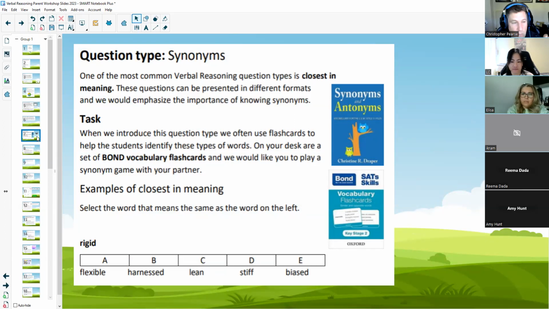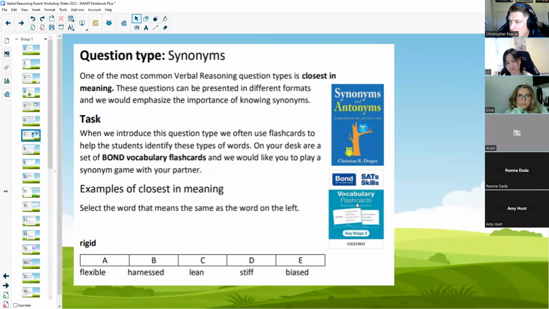I will show you today what the common formats are in terms of GL, but of course, if you're going for Reading Boys, it may well be laid out slightly differently. When we introduce this question type to children, we often use flashcards within the lessons. This one here, the Bond vocabulary flashcards, is really good for building synonyms and antonyms.